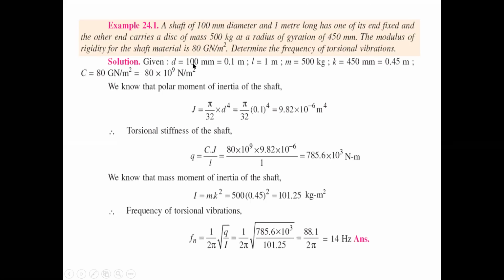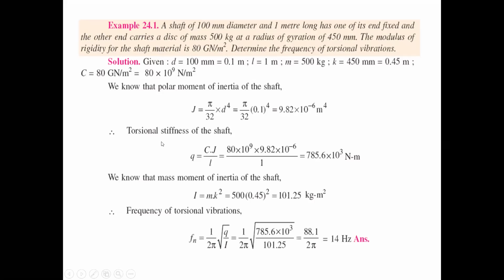From the problem description, you have to write the given values. D equals 0.1 meter, L equals 1 meter, mass is 500 kg, k is 0.45 meters, and C equals 80 into 10 power 9 Newton per meter square. First we have to find the polar moment of inertia for getting Q. The polar moment of inertia of the shaft, J equals pi by 32 into d power 4. Substituting the d value, we get the polar moment of inertia as 9.82 into 10 power minus 6 meter power 4.